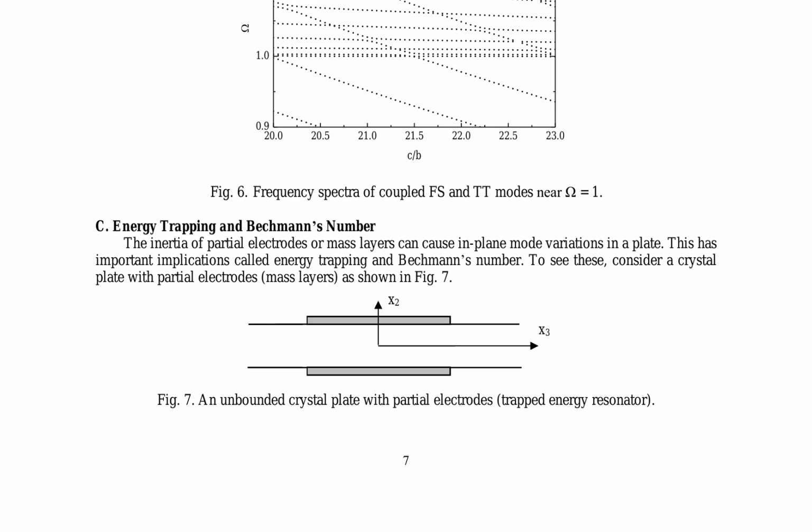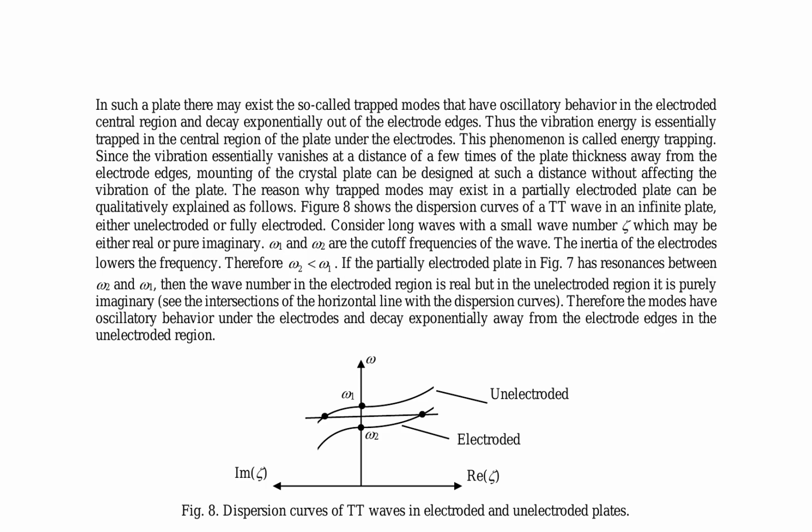Energy trapping and Beckmann's number are key concepts in understanding the behavior of partially electroded crystal plates. Energy trapping refers to the phenomenon where vibration energy is confined mainly under the electrodes and decays exponentially away from their edges, as demonstrated by the trapped modes in a partially electroded rectangular resonator, 60. Beckmann's number, derived in 58, is the ratio of the electrode length over the plate thickness below which only one trapped mode without a nodal point in the X3 direction exists. Trapped thickness shear modes were studied in 57, 58, with Beckmann's number given in 58.